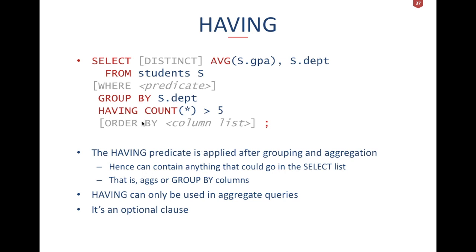So it can only work on whatever list you have in the select statement, that is, the aggregates and the group by columns. Those are the only columns that you can apply having on. And so here, having count greater than 5, and we're saying that the having clause is optional.